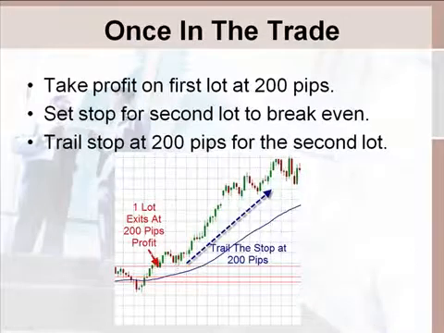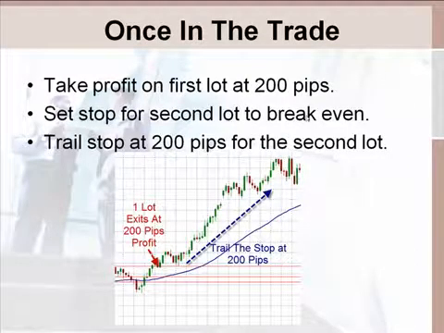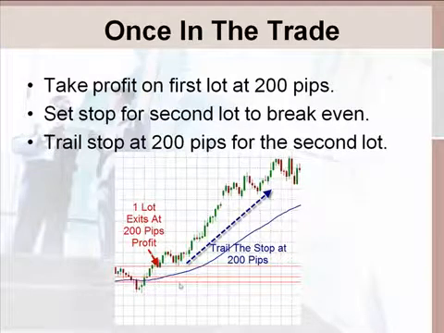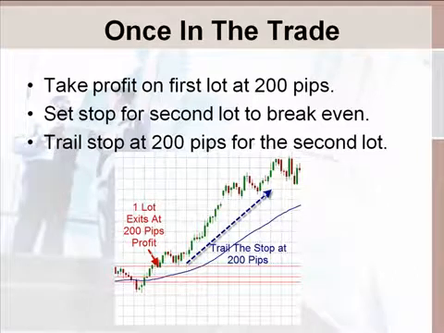And then once we're in the trade, we take our first lot out at 200 pips, so the trade moves in our favor. We set a take profit level of 200 pips on the first lot. And at that point, when the exit point is hit for the first lot, we move our stop loss to the break-even point. So we would move our stop loss up for the second lot and set it to break even. And then we're going to trail our stop at 200 pips. So as this trade continues in our favor, the stop that we've set at break-even point is going to move up with the trade and continually be 200 pips behind the price point.